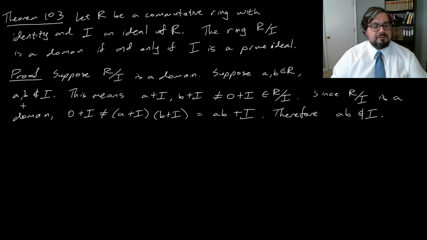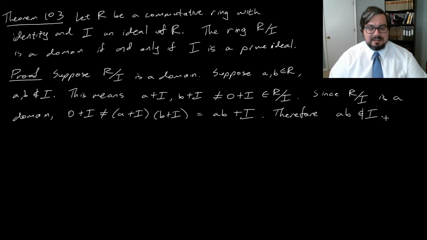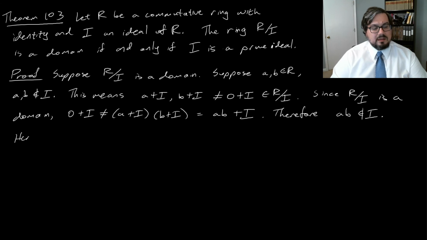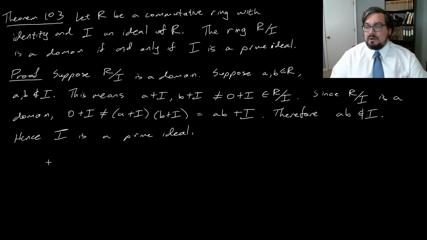So, what we've proven is that if we start with two elements that don't belong to I, and we multiply them together, we are still not in I. We can't possibly land in I. So, hence, I is a prime ideal. All right, so that proves one direction. That proves that if we quotient by an ideal and we get a domain, then that ideal was prime to begin with. Now let's go the other way.